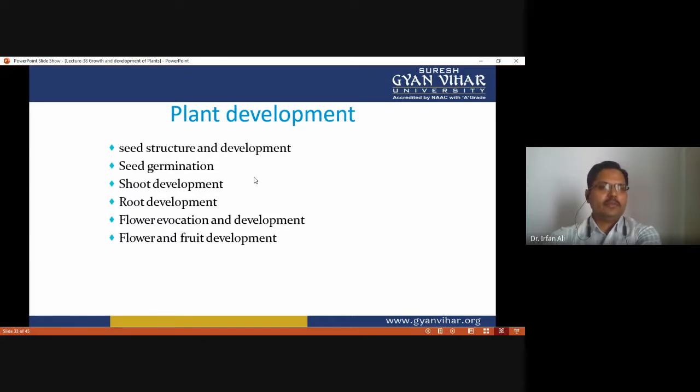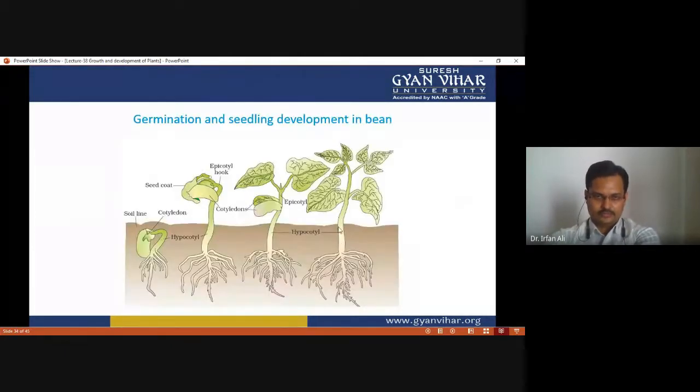That's why plant development includes seed structure and development, seed germination, shoot development, root development, flower evocation and development, and flower and fruit development. These are the processes that occur during the life cycle of a plant. And this figure shows the germination and seedling development in the plant.